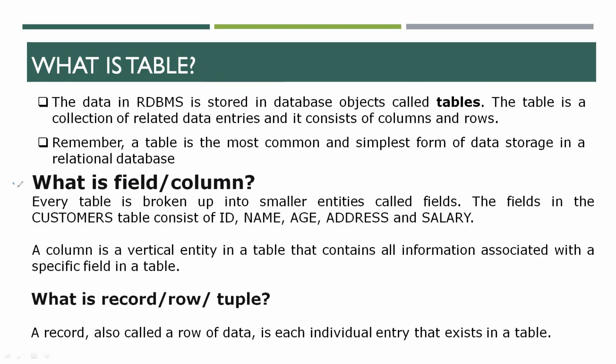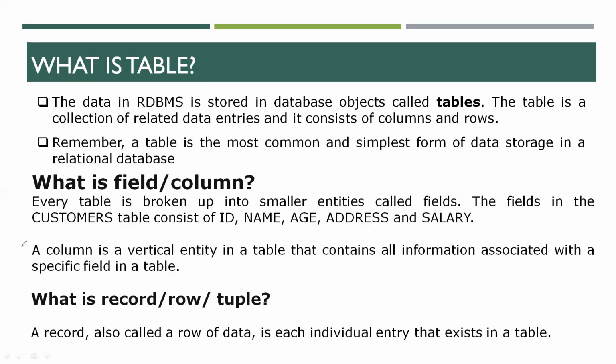Now let's see what is a field or column. We can say field or column. Every table is broken into smaller entities that are called fields. Means कोई भी टेबल होगी, जैसे हम स्टूडेंट की टेबल बनाई तो उसमें स्टूडेंट की मल्टीपल एंट्रीज होंगी. स्टूडेंट की आईडी होगी, उसकी एज होगा, उसका एड्रेस होगा, उसका सैलरी होगा, उसका नेम होगा. तो these all are called as fields. Like there is one example given, a customer table that consists of ID, name, age, address, and salary fields.